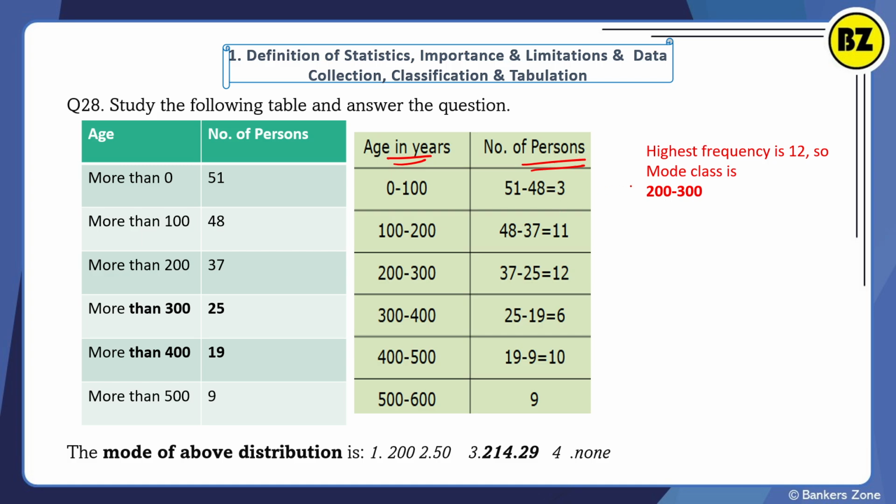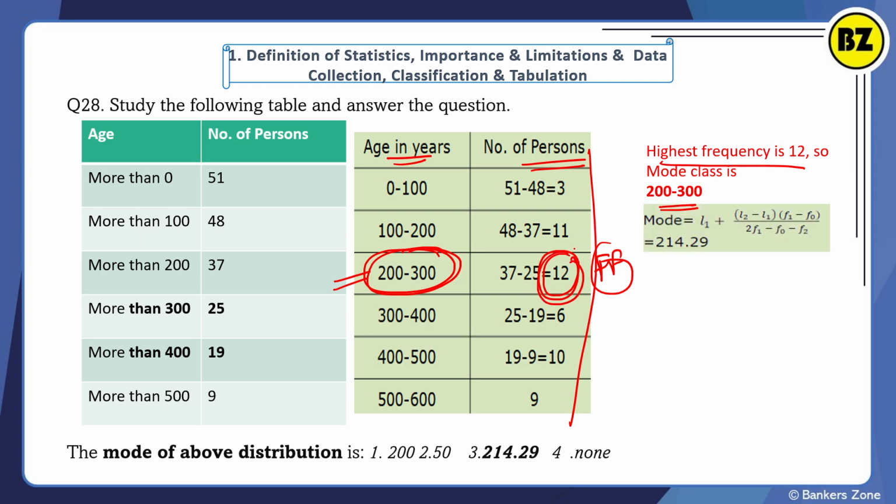Now we have to find the mode. Now see, what is the highest frequency here? The highest frequency is 12. So corresponding to the highest frequency, we have to select the interval. That will be your mode class. So 200 to 300 will be your mode class, corresponding to the highest frequency.